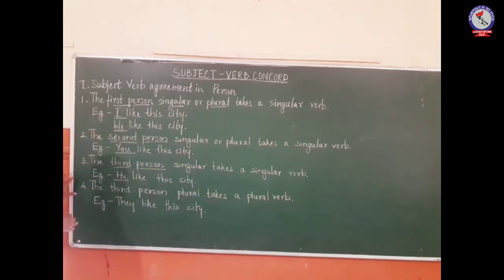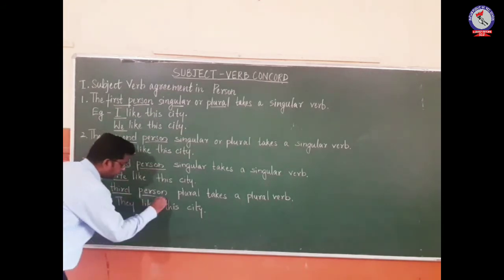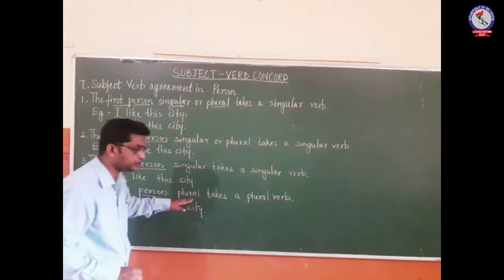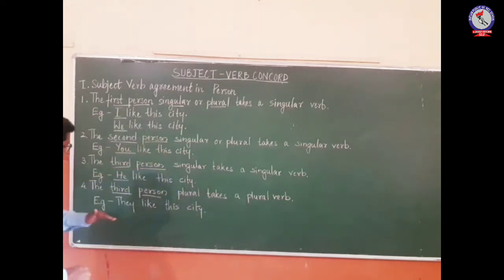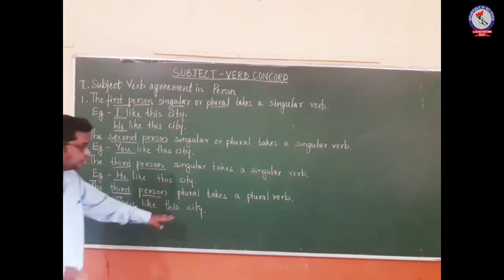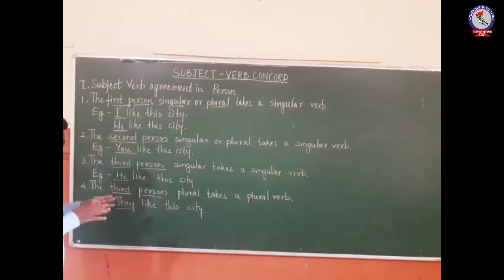Now let us see the fourth. The third person plural. Now this is a condition when the third person is plural. It must have a plural verb. So let us see the example. They refers to the third person plural. They like this city. So with a plural third person, a plural verb will be used.